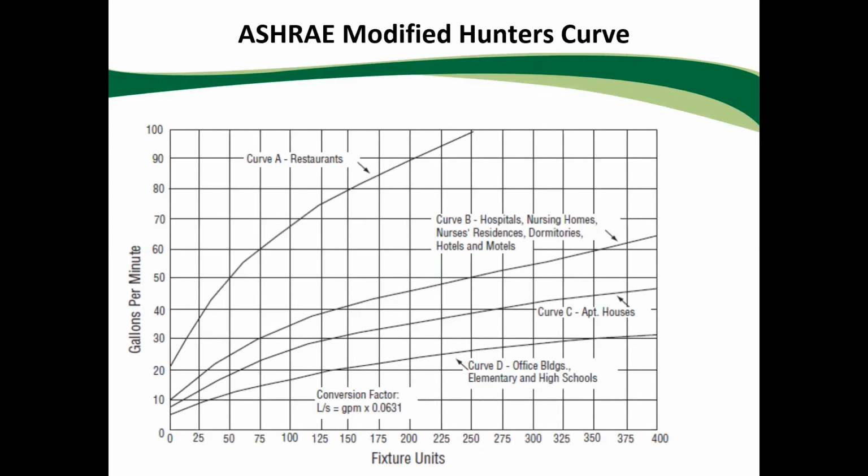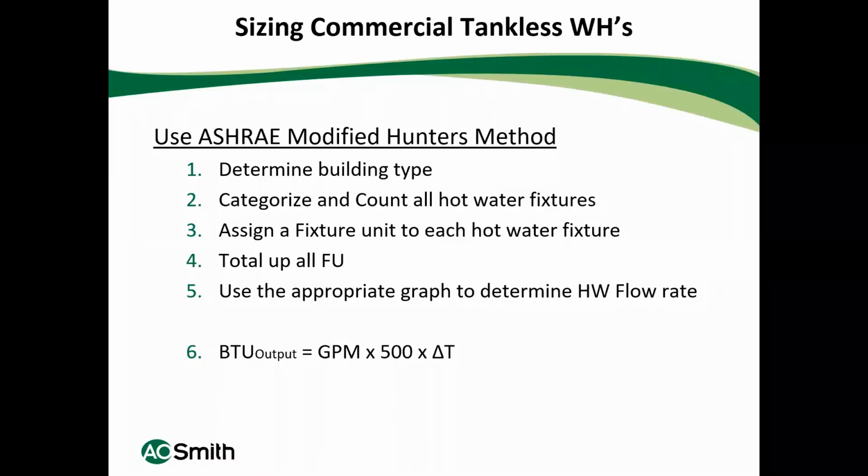So once I have my gallons per minute, so I'm at 27 gallons per minute, I would go back to my formula here and punch in my 27 gallons per minute times 500 times my delta T, and that's going to give me my BTU output that I need for that particular building. So in that case, let's say I'm 27 gallons times 500 times 100. I'm at 1.3 million BTU output.